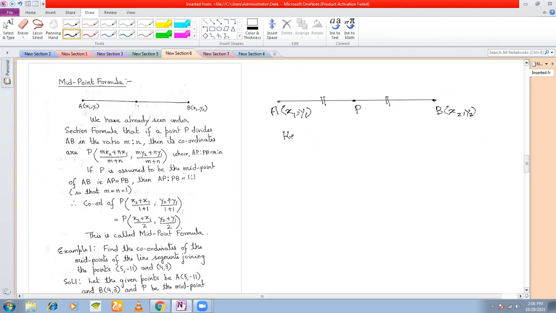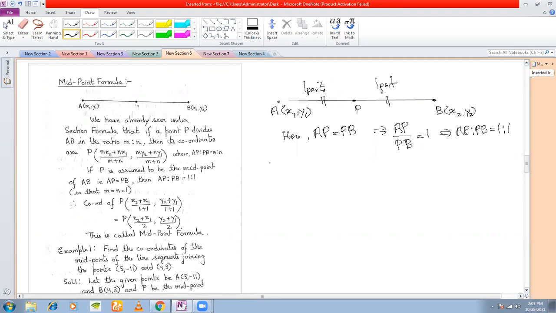So here AP is equal to PB. Okay, P is the midpoint. That means what should be AP by PB? This ratio should be equal to 1. That is, AP is to PB is equal to 1:1. Right? So one part lies here and one part lies here.